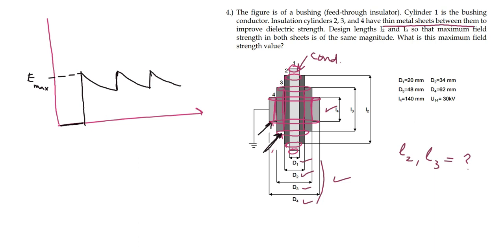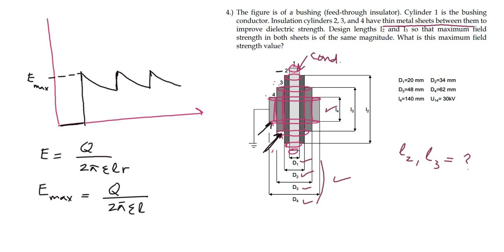at the surface of the conductor, at the interface between layer 2 and 3, and at the interface between layer 3 and 4. And we know that the electric field E in the case of cylindrical geometry is given by Q over 2 pi epsilon L R. When we talk about the maximum electric field, E max, it will be Q over 2 pi epsilon L and the inner radius, the radius at that point.